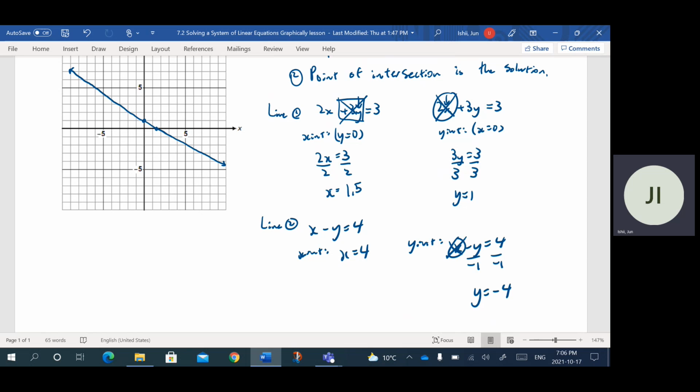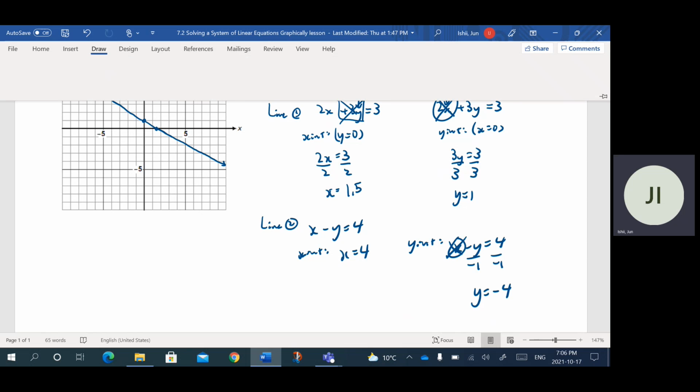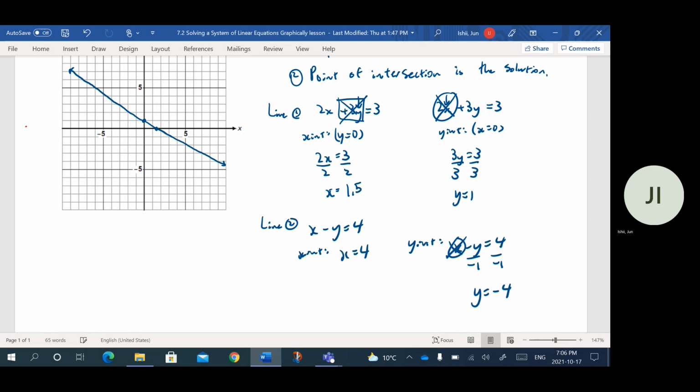Okay, so my x-intercept was at 4, and my y-intercept is at -4. All right, so if I draw that line, something like this. Okay, so I've drawn the two lines now.